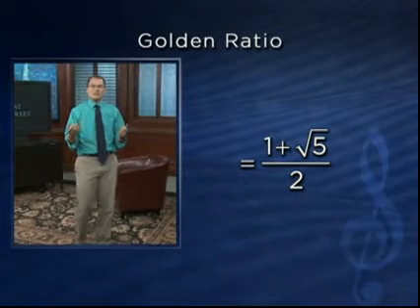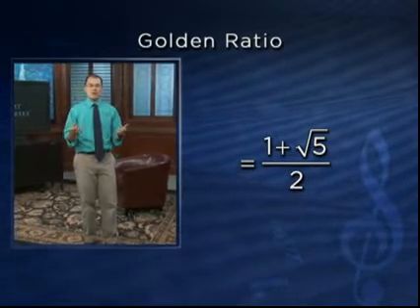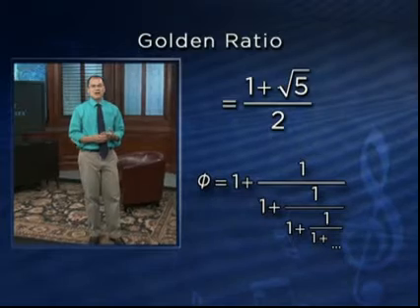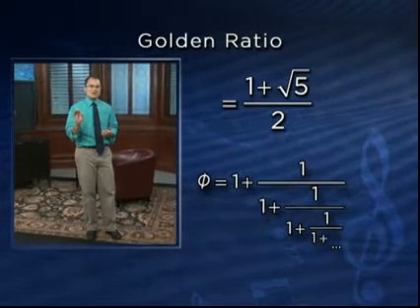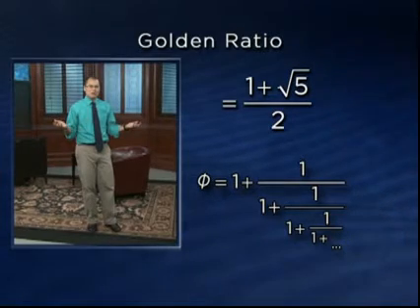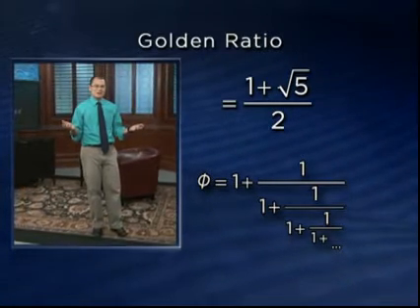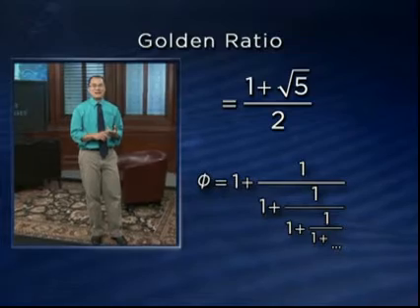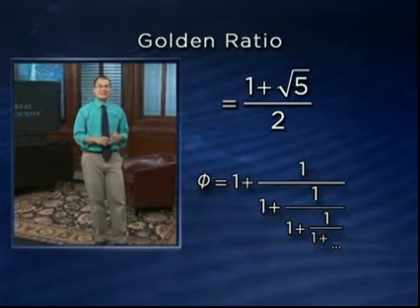Now, we've seen that it's 1 plus root 5 over 2, but we've also seen that it's this continued fraction with all ones. Now, an interesting mathematical question, if you're being skeptical, you should be asking, how do we know those two are the same? And in order to see that, it takes some algebra and a little bit of self-reference.